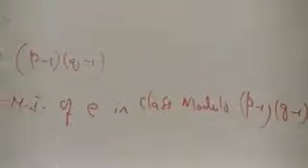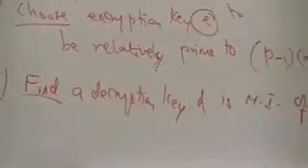So you want to find a decryption key that is a multiplicative inverse of the public key, right? So the public key is what we found now.